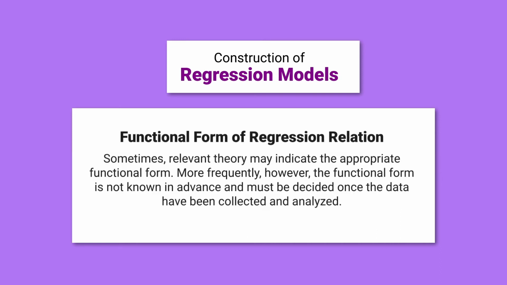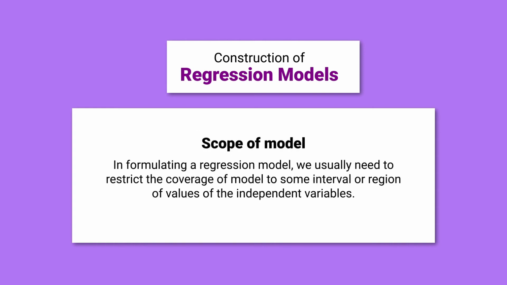As for the functional form of the regression relation, sometimes relevant theory may indicate the appropriate functional form. More frequently, however, the functional form is not known in advance and must be decided once the data have been collected and analyzed. And as far as the scope of the model is concerned, in formulating a regression model, we usually need to restrict the coverage of the model to some interval or region of values of the independent variables.